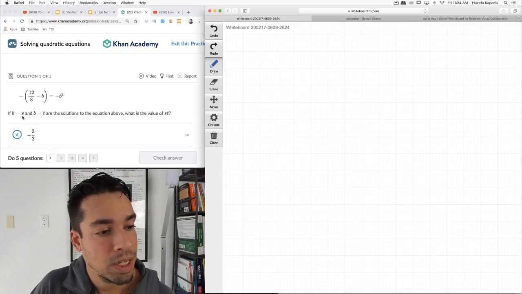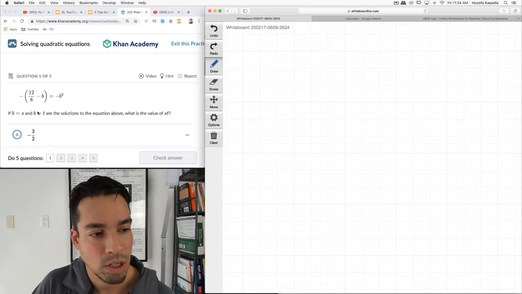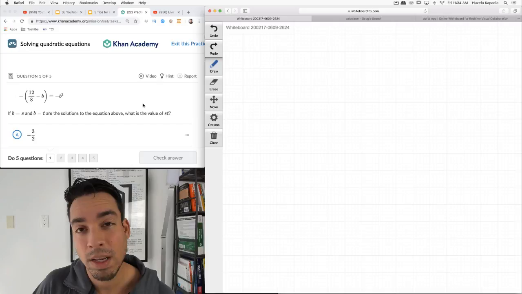So here we go. If b equals s and b equals t are solutions to the equation above, what is the value of s times t? Okay, a little bit confusing. What they're basically asking is find the two solutions to this equation and then multiply them together.